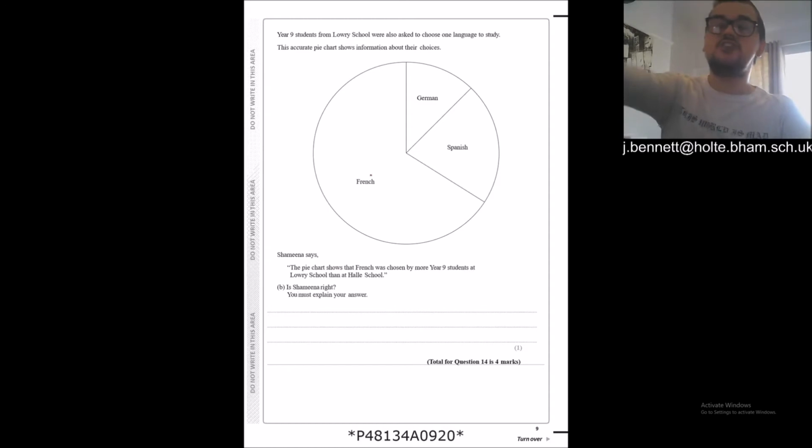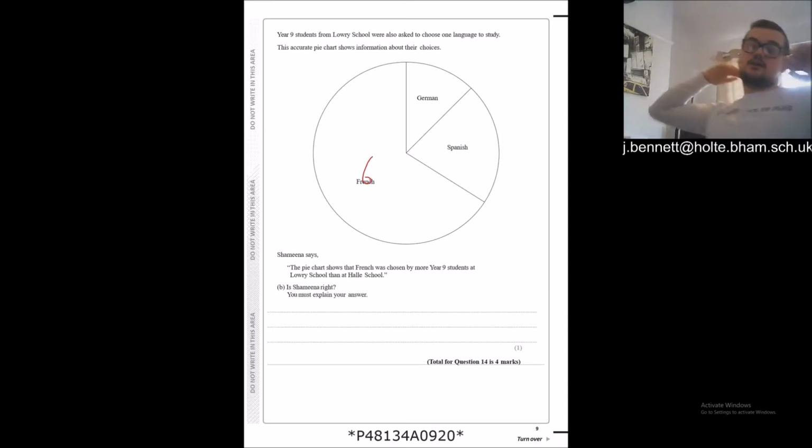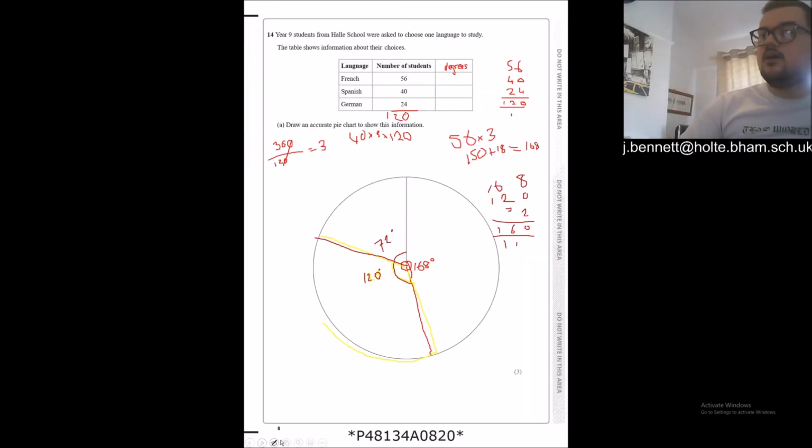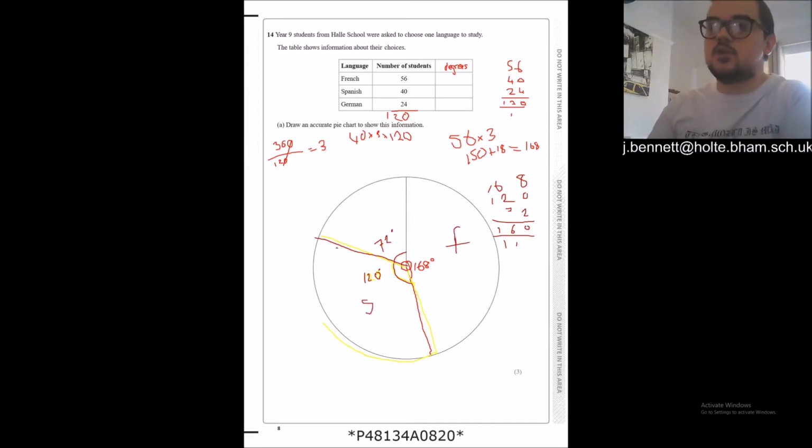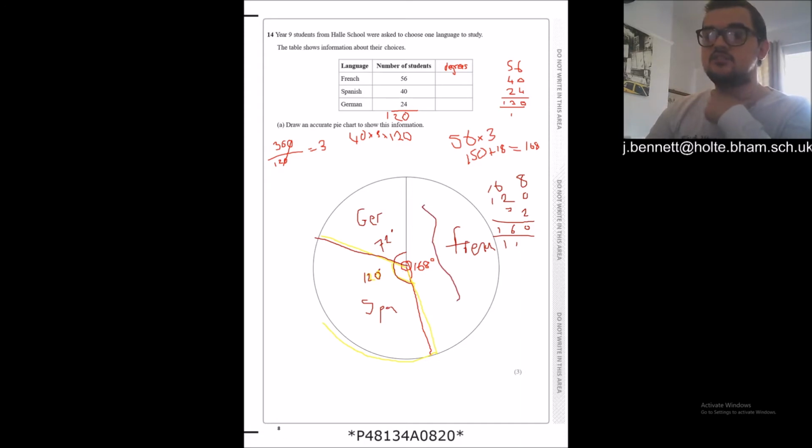So, even though this pie chart might be bigger, there might only be 10 kids at Lowry School, and this big section here might only represent 6 kids. And if we go back to the other one, this was French. Actually, that's something I forgot. Make sure you label your pie chart. I mean, it might be right, but it's not labelled. French, Spanish, German. So even though the pie chart here is smaller, we have 56 kids here.